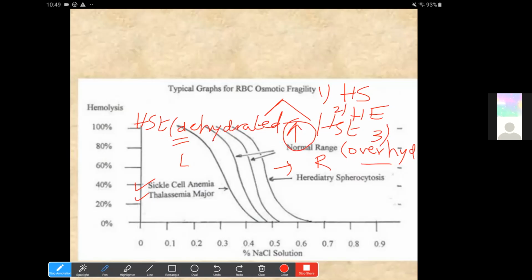The decreased osmotic fragility in terms of membrane disorders is in the dehydrated form of hereditary stomatocytosis and hereditary xerocytosis, the ones that they have mentioned in the option as well. So this is hereditary xerocytosis, which results in recurrent fetal loss, hydrops fetalis with neonatal hepatitis, and familial hyperkalemia.